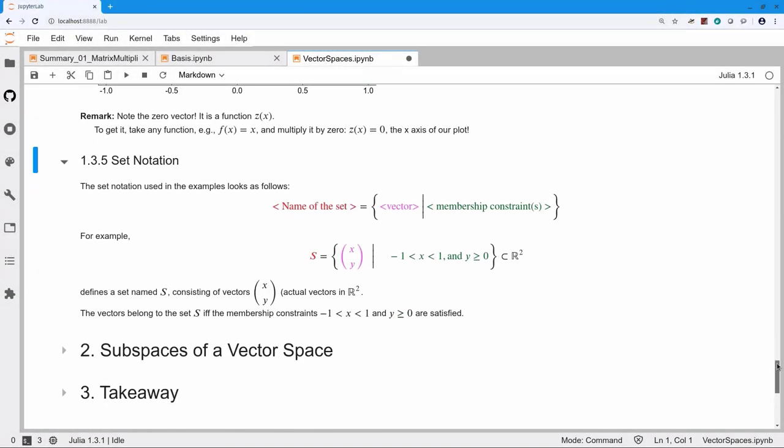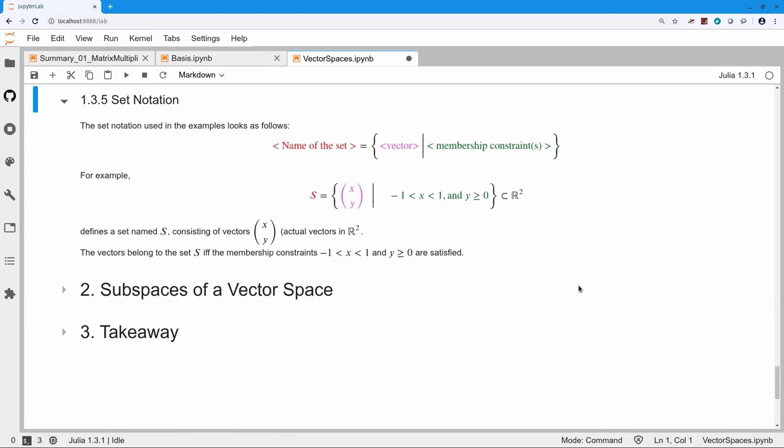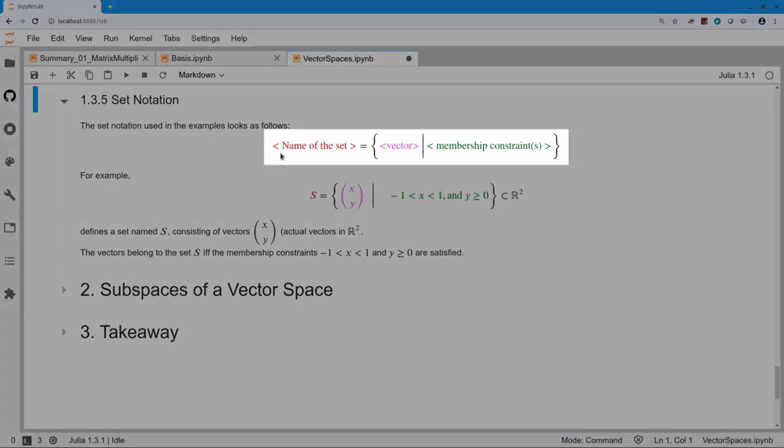The other thing I want to mention is the set notation that I've been using. So let's look at it in a little bit more detail. We have the name of the set on the left with an equal sign, and then we have curly braces, and the curly braces means a collection of objects. Next to that opening curly brace, whatever is written in here, that's our vector. And then to the right, we are going to have a membership constraint, some rule that that vector has to satisfy in order to be in this collection.